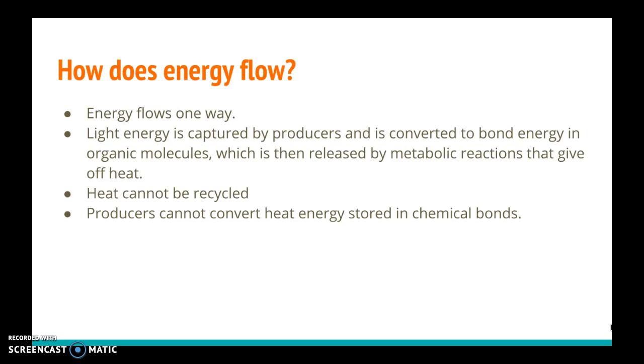Energy throughout an ecosystem flows only one way. This one way begins when sunlight is captured by producers and is converted into energy to produce food. This energy is then given off as heat in metabolic reactions. Throughout the food chain, less and less energy is available for the consumer, since the energy is released as heat by each organism.